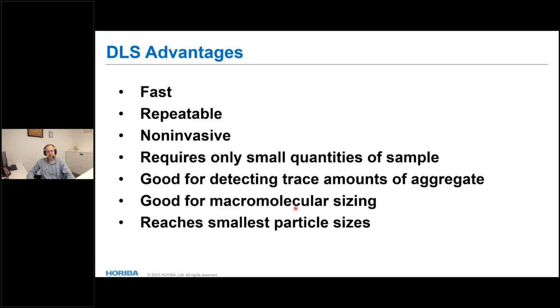Now, some advantages of dynamic light scattering, and there are a lot. A rather enjoyable technique, it's very fast. You're getting measurements in 1 to 2 minutes. It's typically faster to make a DLS measurement than to speculate as to what you have. Just stuff it in the instrument and find out. That's really, really convenient.